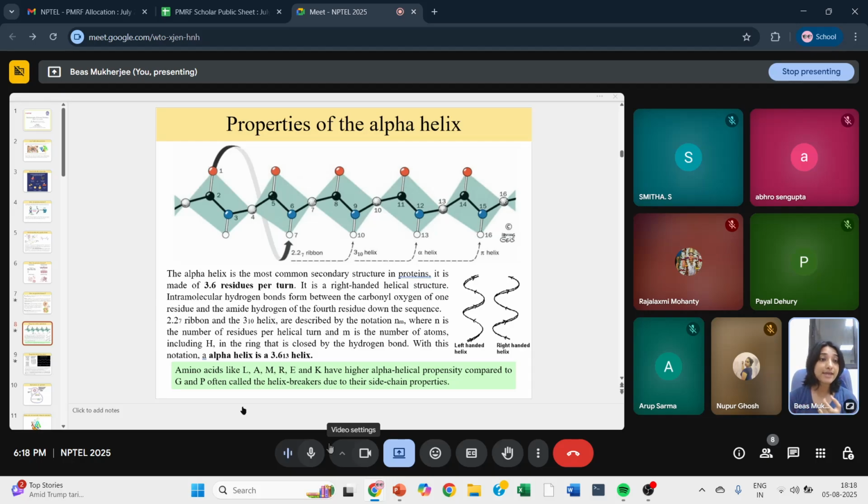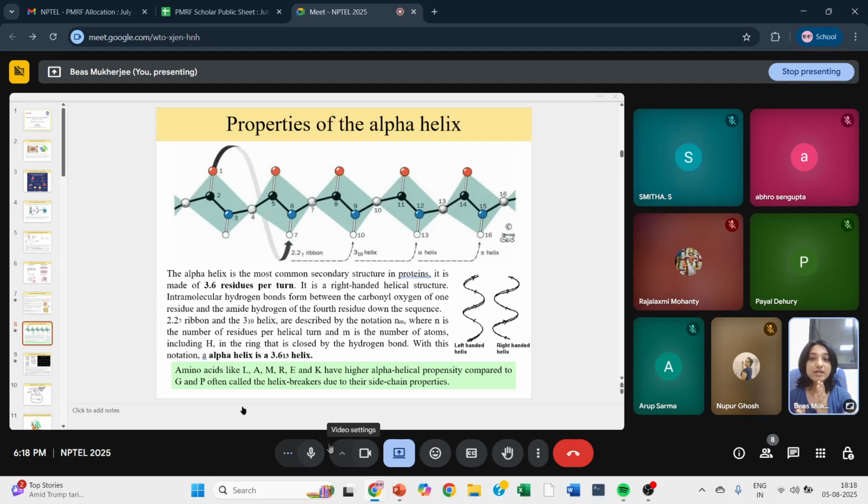And then what is a pi helix? So pi helix means that it is interacting with the fifth residue. Fifth residue, right? So intramolecular hydrogen bonds between the carbonyl oxygen of one residue and the amide hydrogen of the fourth residue down the sequence, that is alpha helix.